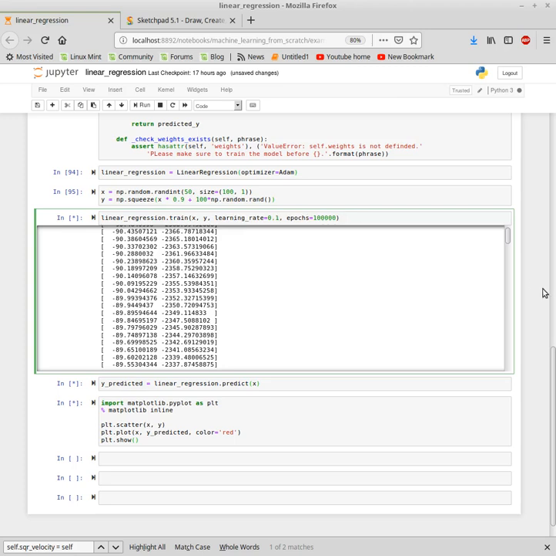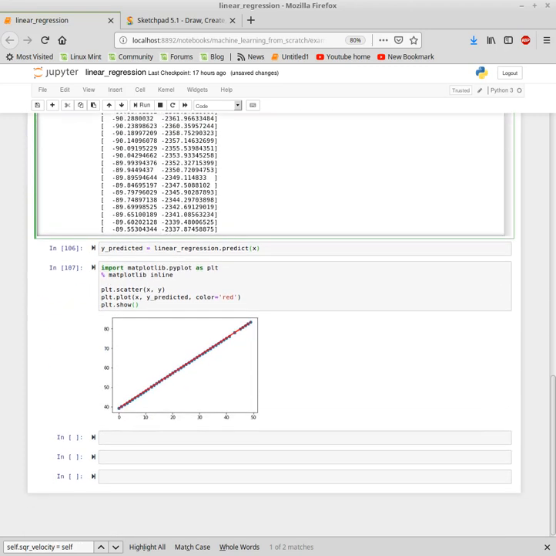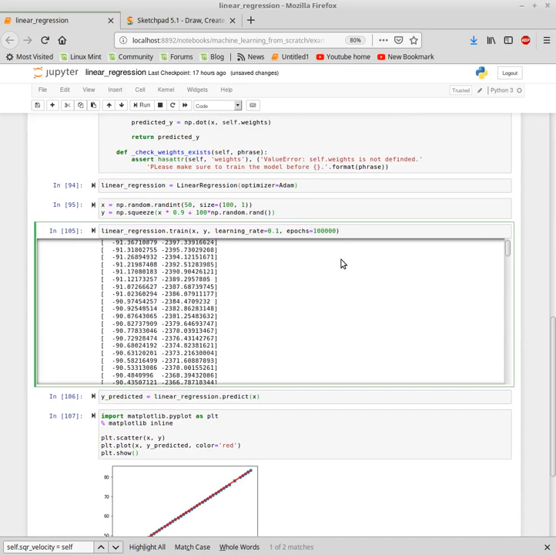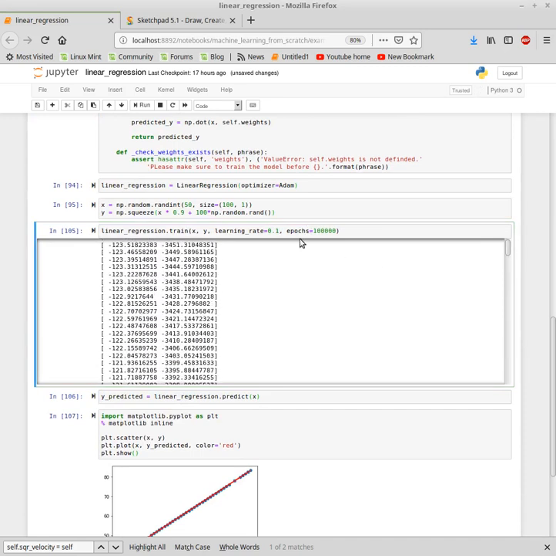Just training. Okay, well, it fit the data. I mean, you can see that it's affected a lot less by learning rate, you know, in terms of divergence.